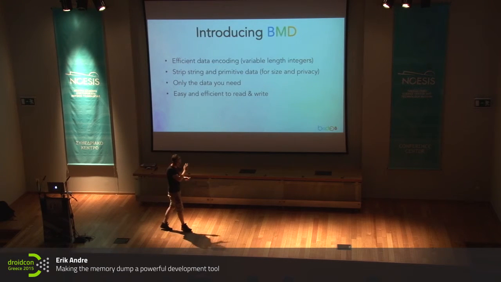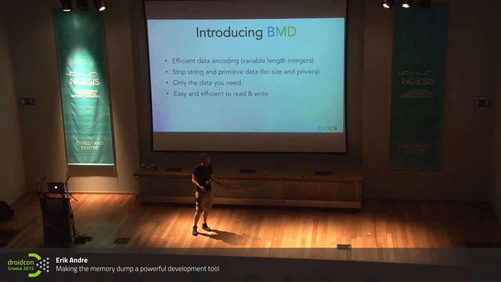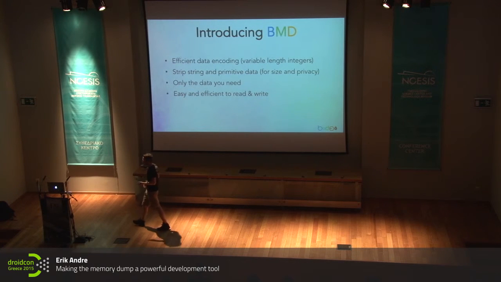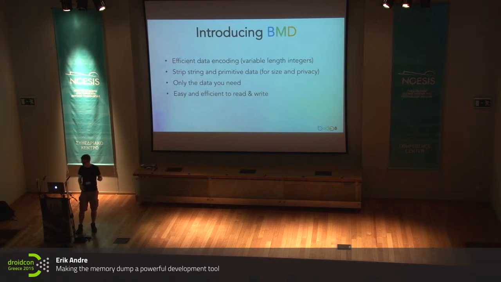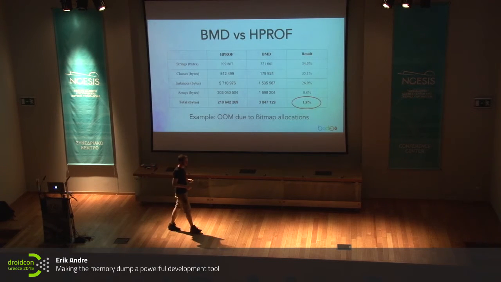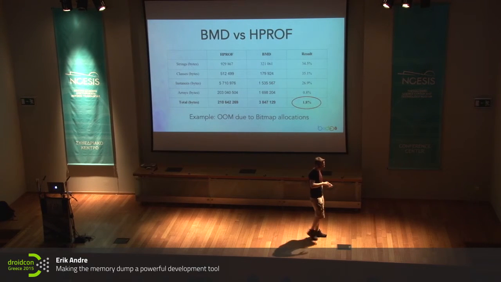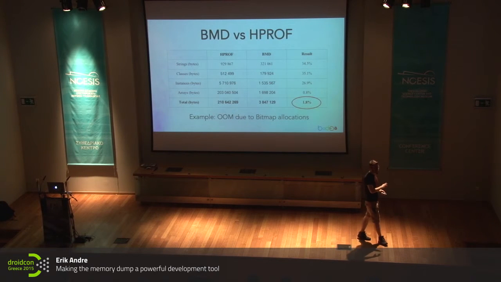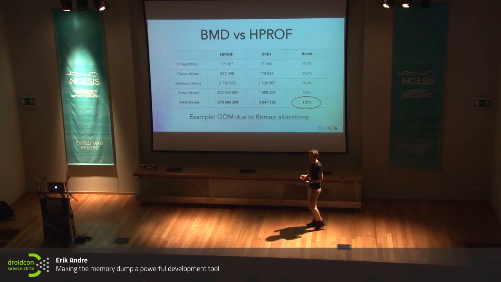Okay, enough with that stuff. So what does this mean? What can we actually do at this point? Well, actually before I get to that, I'm just going to show you some numbers because I like to show off. So this shows how well BMD compares to HProf. And there's only one number that you really need to care about here, the one encircled in red, 1.8%. This is the size that's left over after you convert from HProf to BMD. In this particular case, you had a 210 megabyte file, and the output is a 3.8 megabyte BMD file.